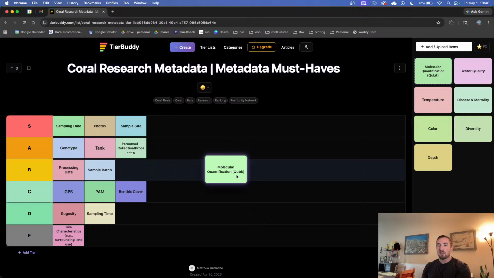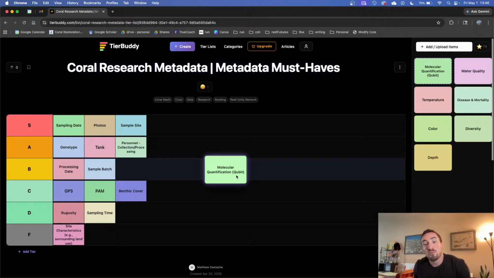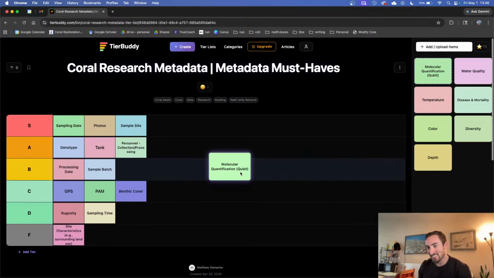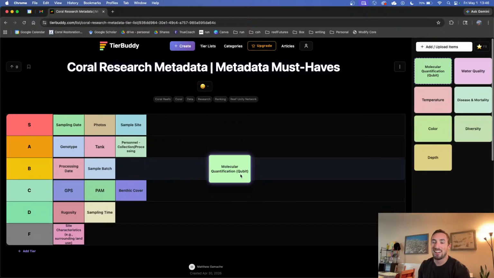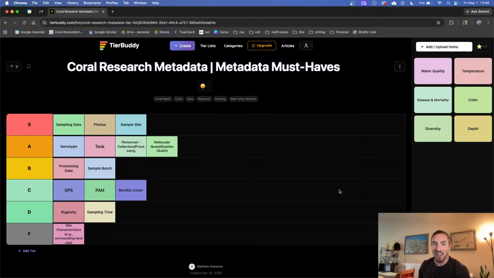Molecular quantification. Eli says S tier for molecular quantification. Really? You say S tier? Lauren says B. That's funny because I was thinking A. Let's hear the arguments. So what's going on in my head? Why it's not S tier?